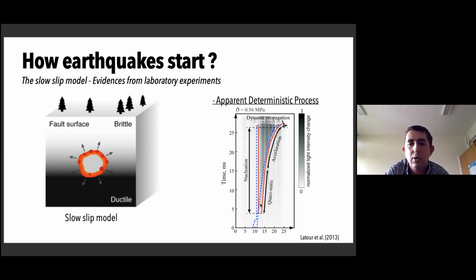As time goes, you have a progressive acceleration of the slip on the fault, and this is during what's called the nucleation phase. At some point, you reach a critical speed and you start slipping at coseismic slip rates, and so you start triggering your main shock. The idea with this one is that because it's a rather slow process, it might be more deterministic in some way than the cascade model, even though this is still a question to debate.